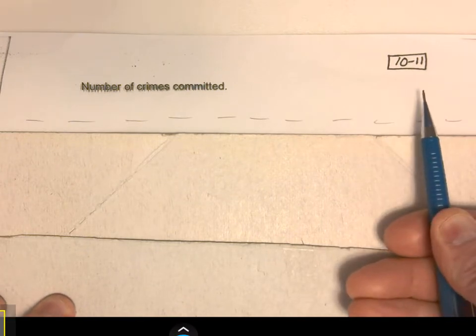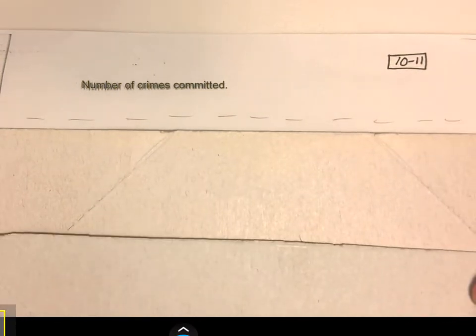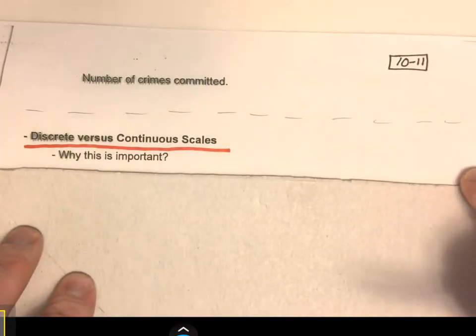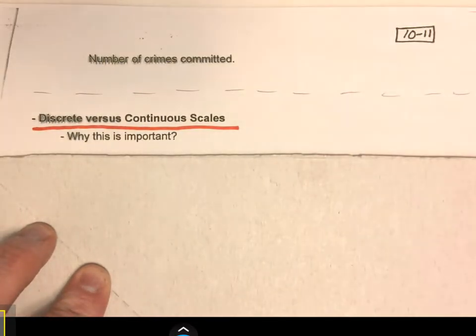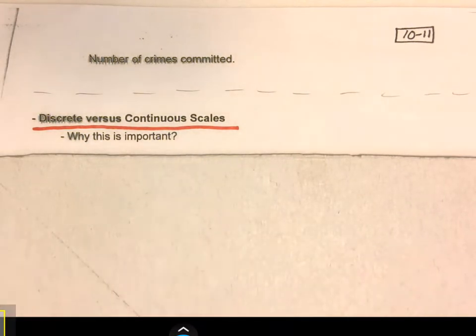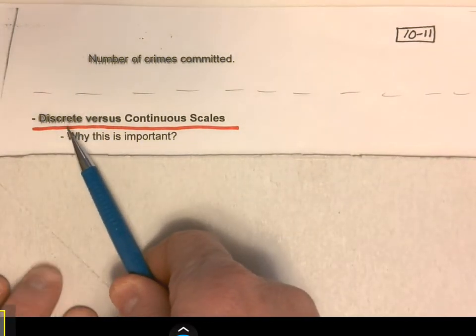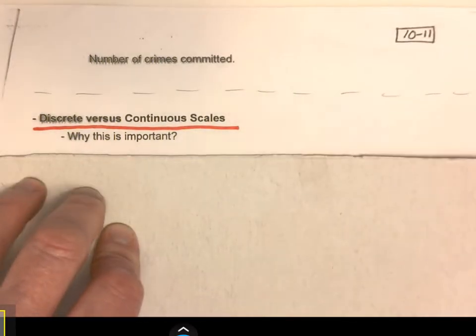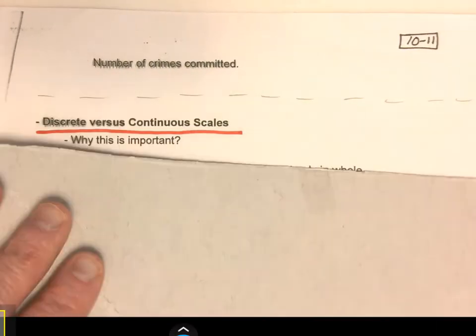I'm on page 10-11. We have a final scheme for classifying variables. It is the scheme in which we distinguish between discrete scales versus continuous scales. Why is this important? For the same reason that I talked about before with nominal, ordinal, interval, ratio. Knowing whether a variable is discrete versus continuous will help us choose the correct statistic to analyze data involving that variable. We use this information to select the correct statistic.